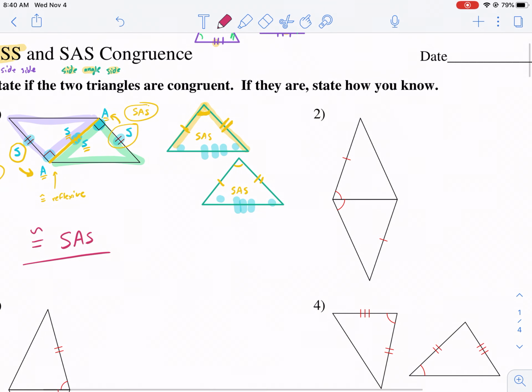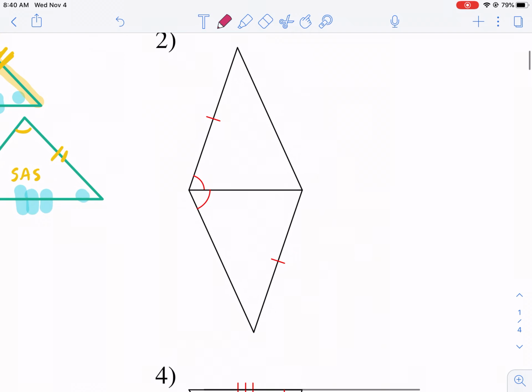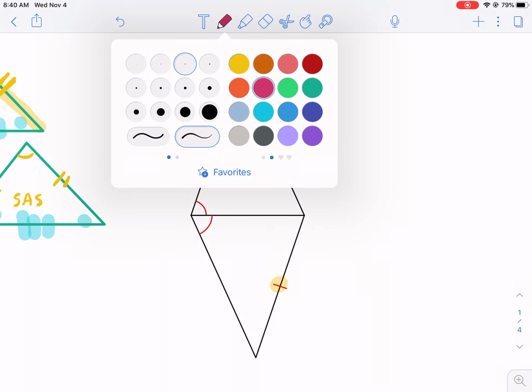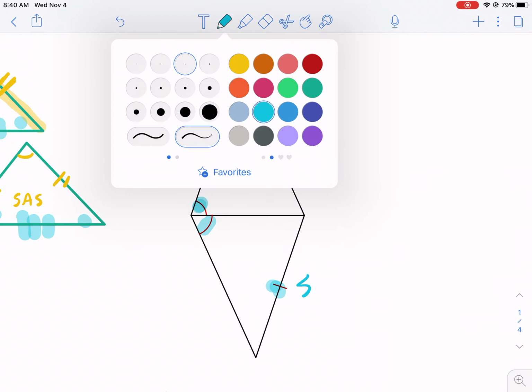Let's move on to the next one, okay? Since we're on the train of SAS, let's go ahead and do the same process here. So we're going to look for sides. So I'm going to go to this side, okay? And this side, we have a side that we can label. I'll go ahead and use this blue again, I guess. I should change this to blue then. So I have a side and a side, label S and S. I have an angle and an angle, okay?